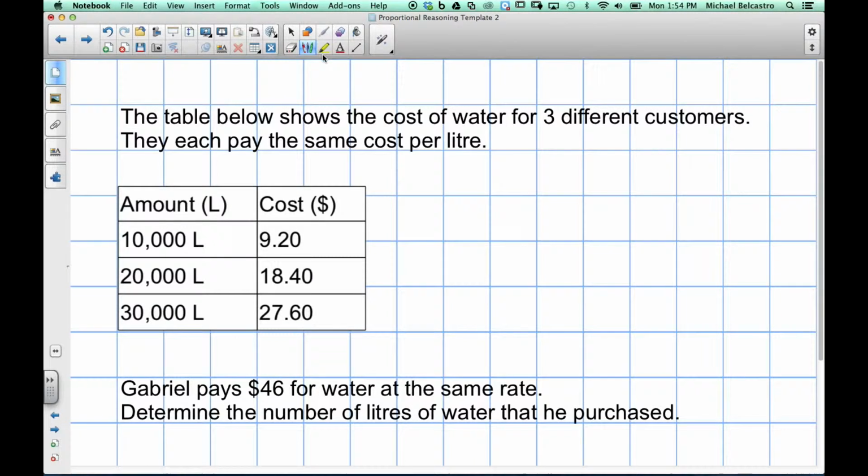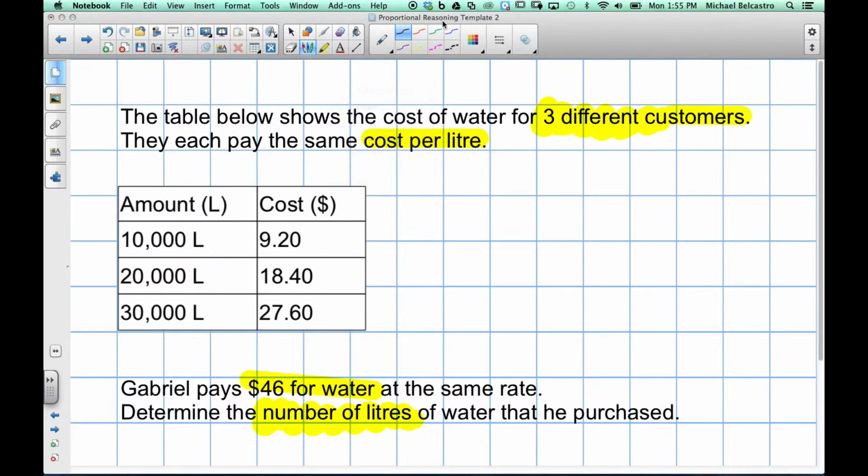So let's read it a second time and highlight what is important. The table below shows the cost of water for 3 different customers. Okay, and they each pay the same cost per liter. Okay, so that means that the rates that they're paying is the exact same. And our question is asking us if Gabriel pays $46 for water, determine the number of liters. So we have to determine the number of liters of water that he purchased.